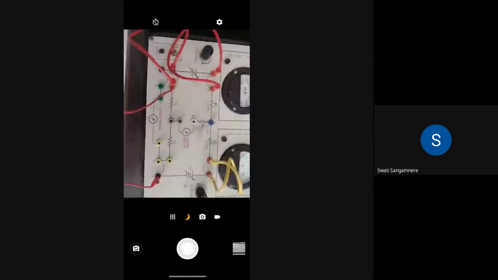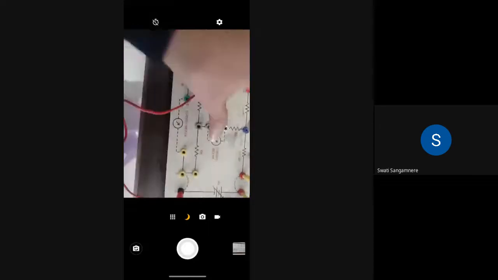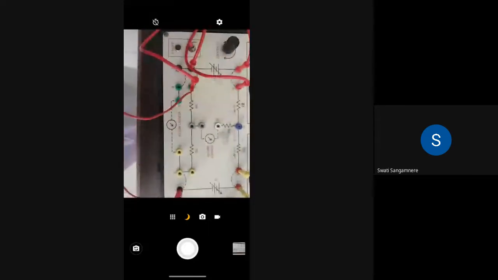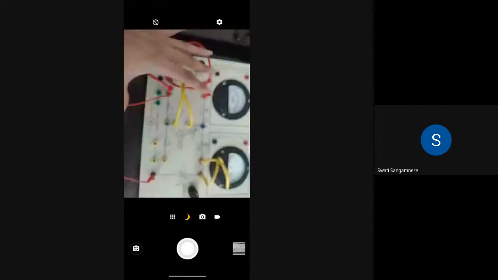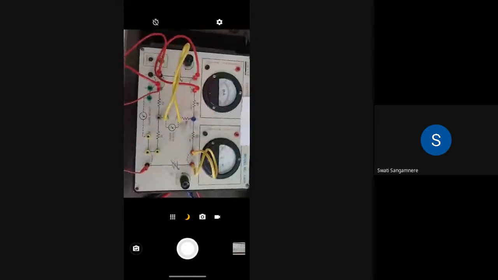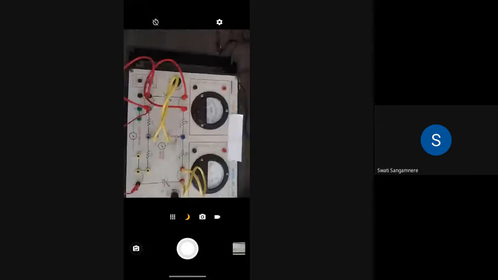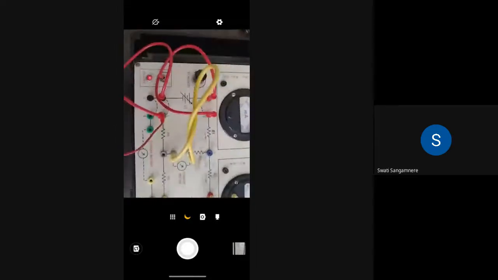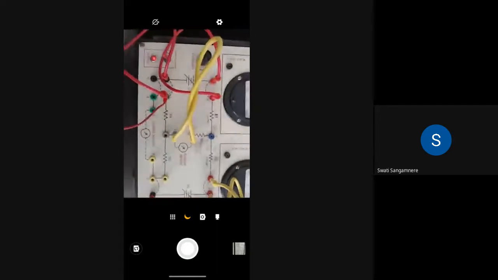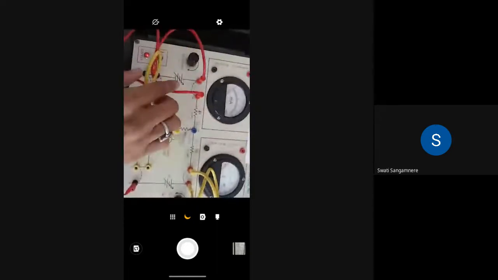Then we can connect the current meter by connecting these H and I points. See, the connection is done as per the circuit diagram. Then we can take the reading as per the procedure. First, switch on the supply. Then adjust both voltage sources. First we adjust V1.